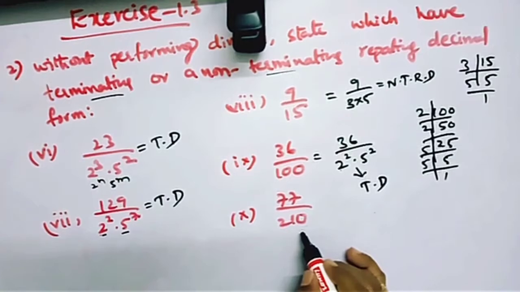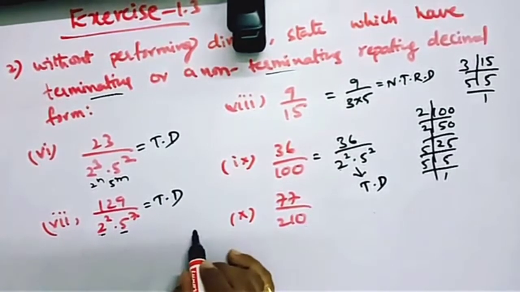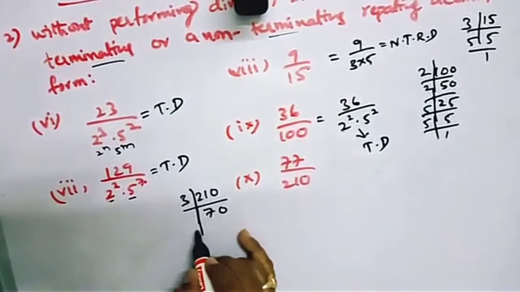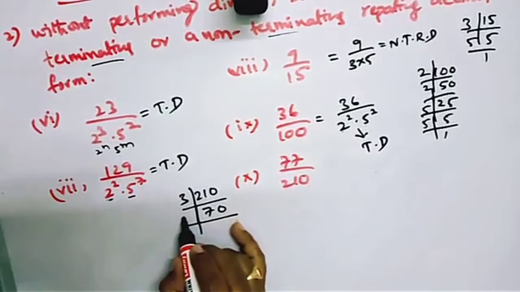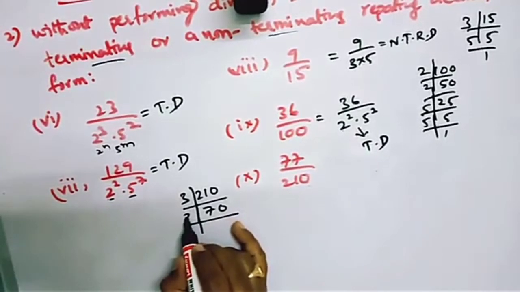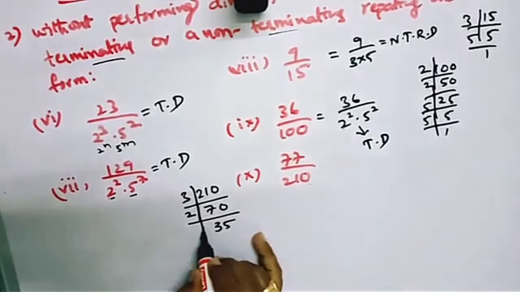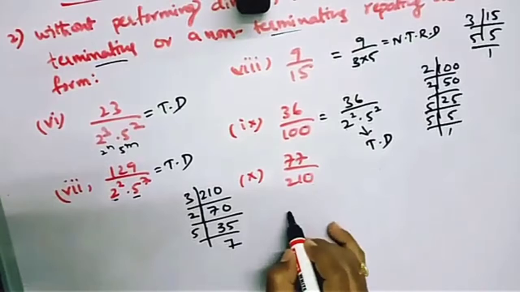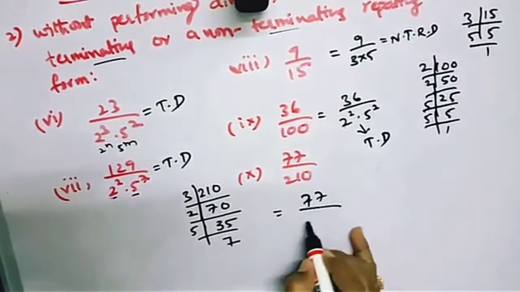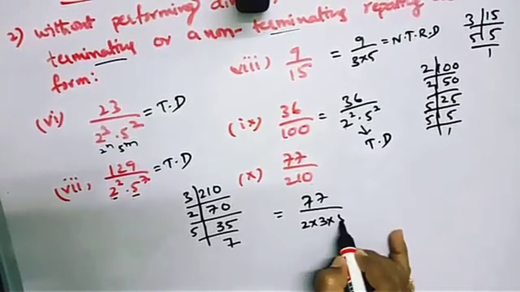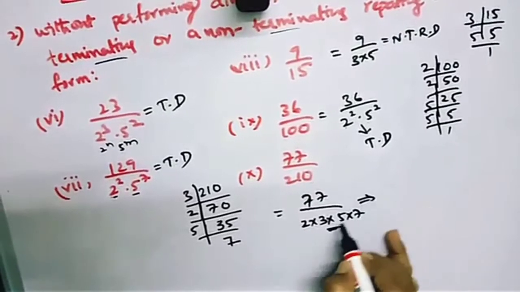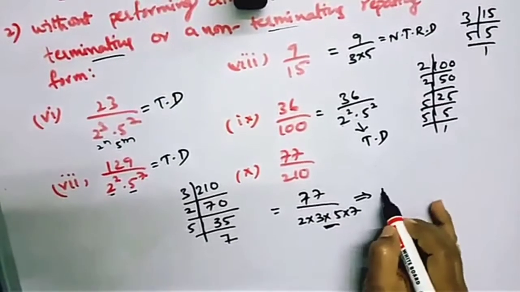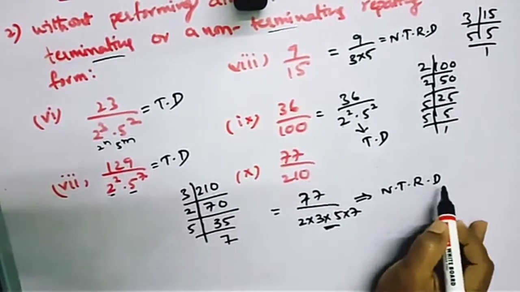277 by 210. So do the LCM for the 210. Then 210 you will get 3 times 70, then 2 times 35, then 5 times 7. Then the answer is 77 by 2 into 3 into 5 into 7. So it is not in the form of 2 and 5; we have 3 and 7 also. So it is a non-terminating repeating decimal.